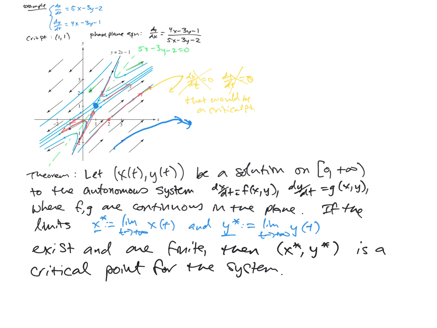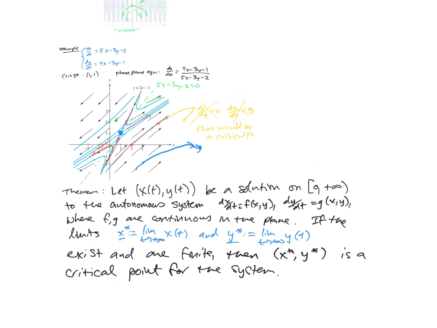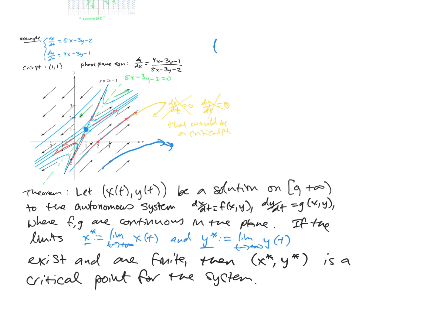And then the other thing I will say about our example up here is that our critical point 1, 1 is unstable, because we have some solutions that are going towards it, but some are veering away. And so we don't have this sort of stability that we had in our last example. And so this is called a saddle point.